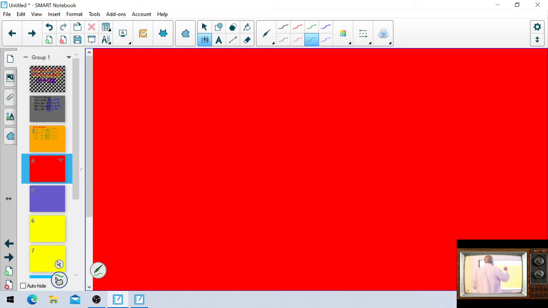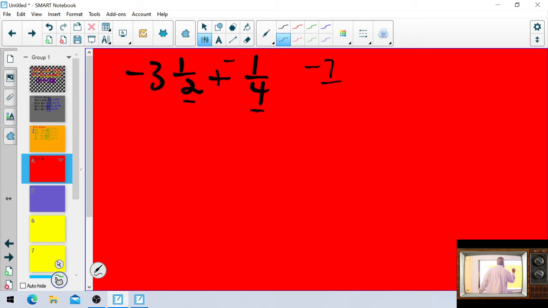Let me give you an example of what I'm talking about. Negative 3.5 minus 1/4. Remember that? Subtraction? Keep, flip, change. Keep it, flip it, change it. Now, since they have different denominators, you have to go this route. I would make that 3.5 an improper fraction if I were you guys.